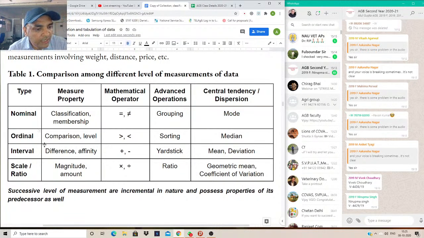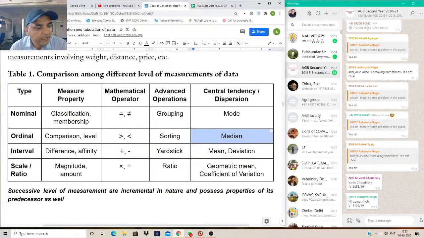So then in ordinal, we can compare, we can make levels, and we can apply greater than and less than. And one more thing you should understand here is that successive levels of measurement are incremental in nature and possess the properties of their predecessor as well. That is, in ordinal, you can also apply equal to, not equal to, as well as greater than or less than. Generally, ordinal data is used for sorting individuals in increasing or decreasing order. And the statistical parameter generally used in ordinal data is median.